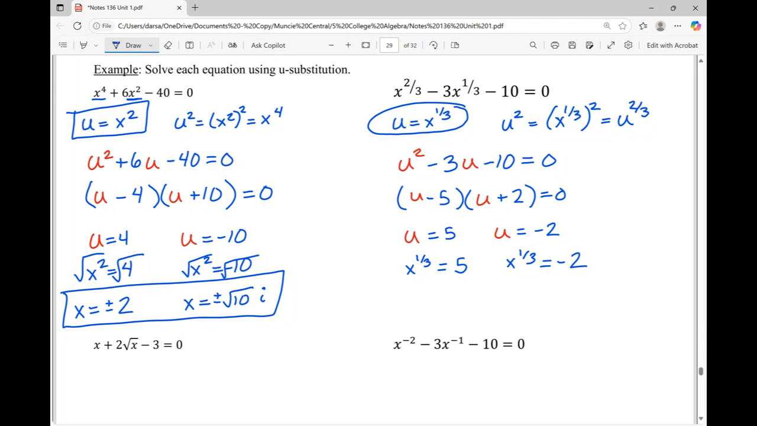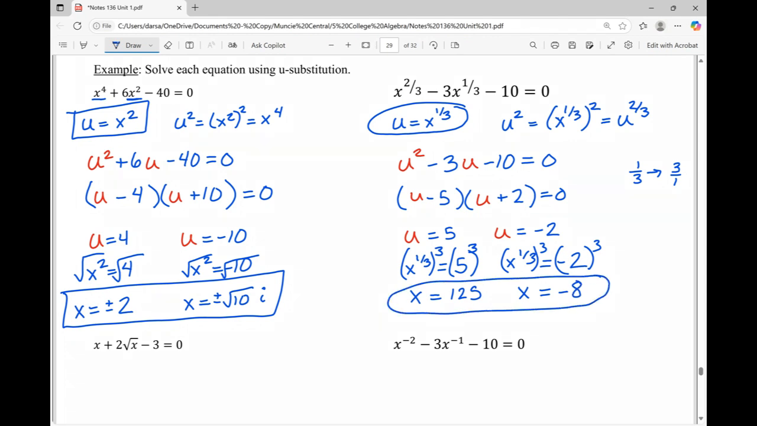Now, how do I undo a fraction exponent? Remember, we raise both sides to its reciprocal. What is the reciprocal of 1/3? Well, that's 3 over 1 or 3. So we're going to put parentheses around both sides and raise it to the third power. So 1/3 times 3, those become a 1. This becomes x to the 1, or x, and 5 cubed is 125. Again, 1/3 times 3, power to a power, we multiply, we get a 1, or x to the 1, just x, and negative 2 cubed is negative 8, and we have gotten our answer.